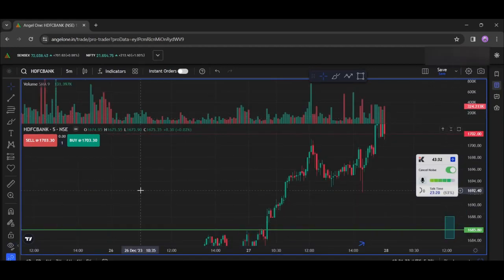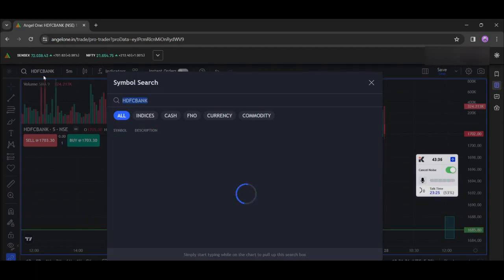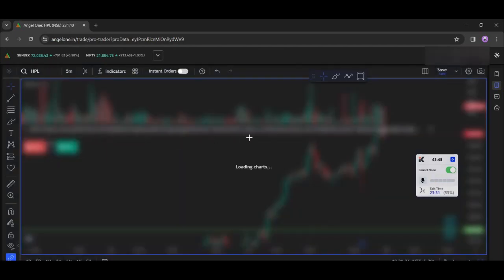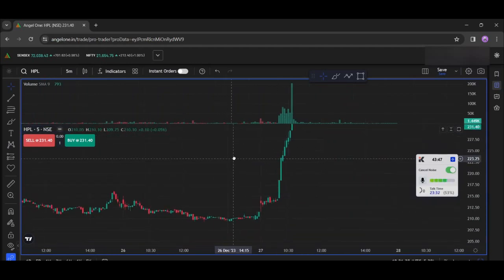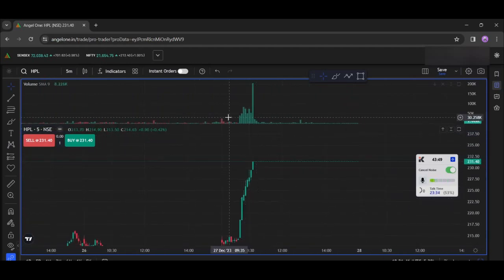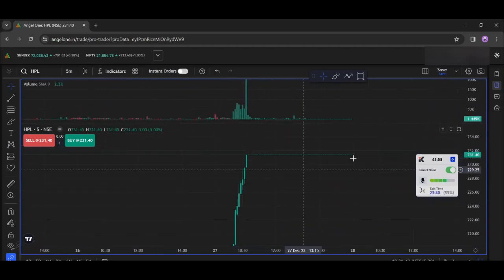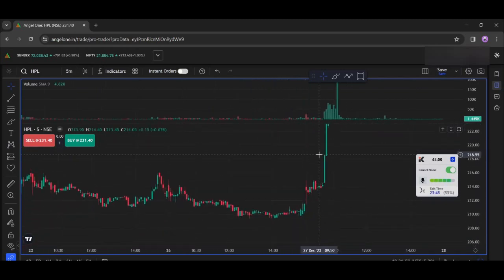And also, mainly, do not trade in a stock which has low volume. For example, here I'll be going with HPL. Here you're able to spot HPL Electric and Power Limited. I'll just click on it. Do not trade in stocks which have a volume like this. You can see there is literally no volume in this particular stock, and you can see even the candles. These are the sort of candles that are forming. So please do not trade in this sort of stock which has no volume or no liquidity.